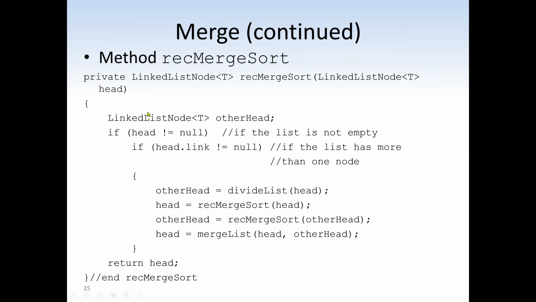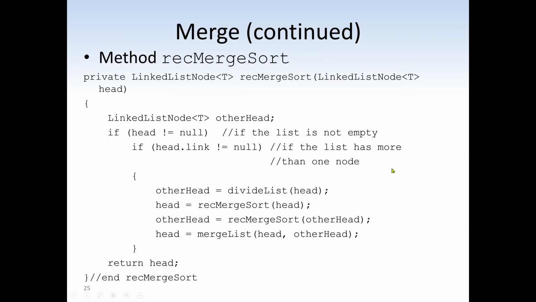So this is the code. Here we are using the linked list node. We call our method recMergeSort. So first we create, again, we know this consists of nodes, and we are using the linked list node. We assign otherHead to a linked list node. Now we say that if head is not equal to null, that is, if the list is not empty, then we are going to use the link. So we have head.link not equal to null.